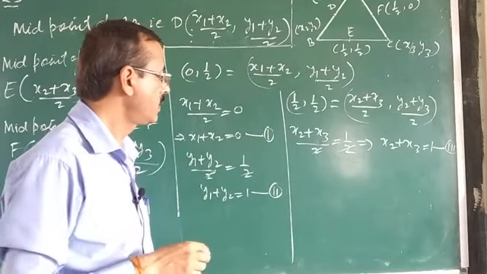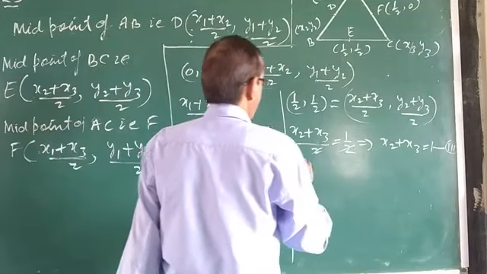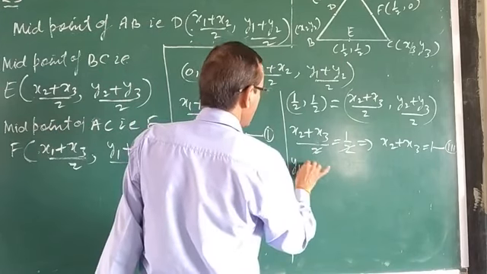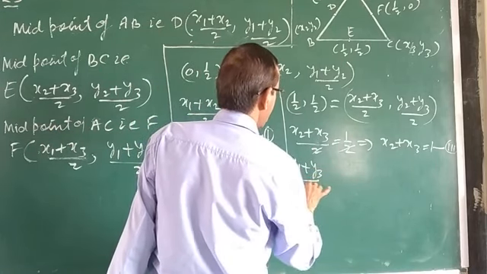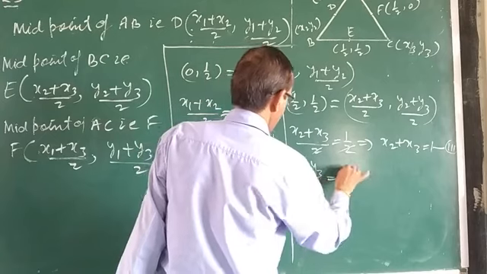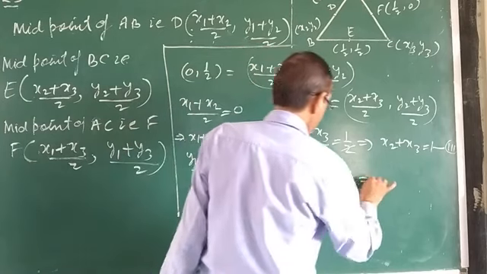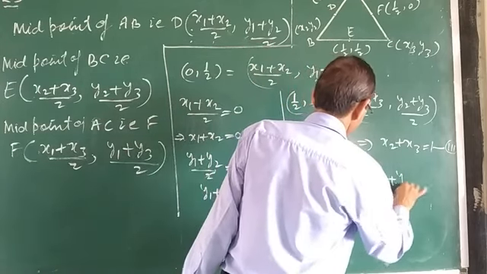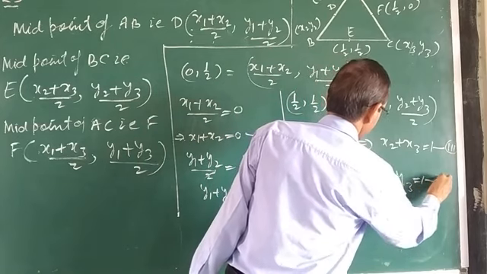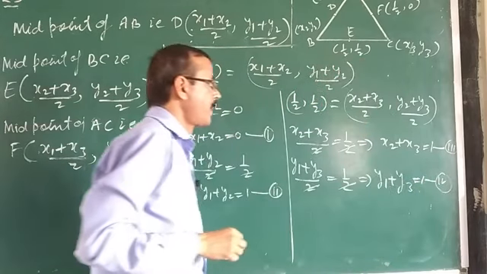Now again, compare (y1 plus y3) upon 2 is equal to half, cancel. That will be y1 plus y3 is equal to 1. This is the fourth equation.